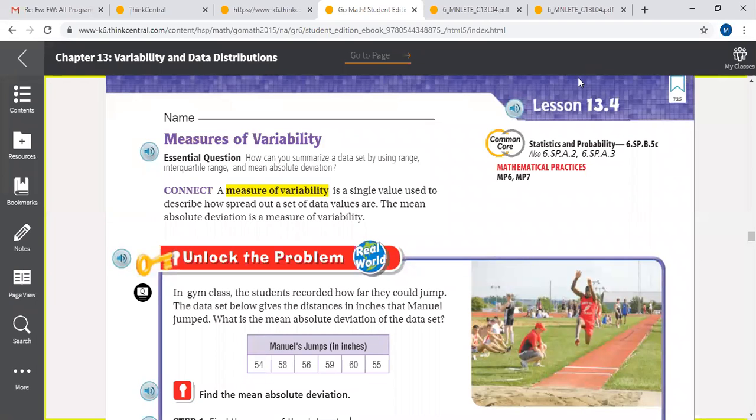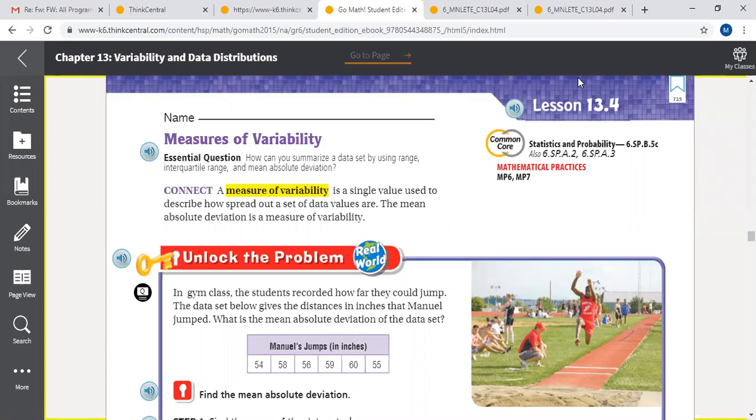Today, inshallah, we have a new lesson. This lesson is Measures of Variability. It's lesson 4, chapter 30. By the end of our lesson, we must know how we can summarize a data set by using range, interquartile range, and mean absolute deviation.